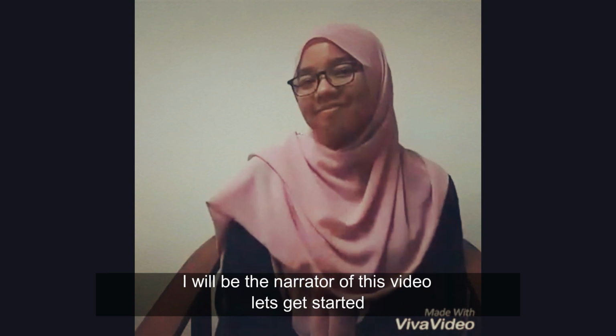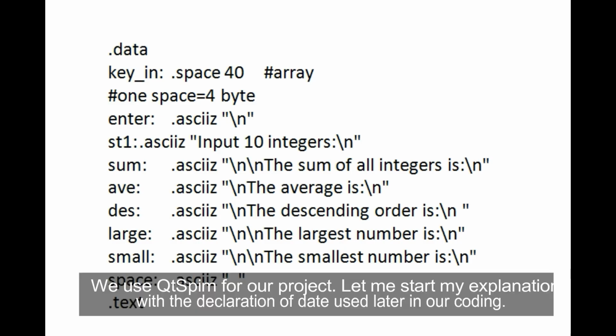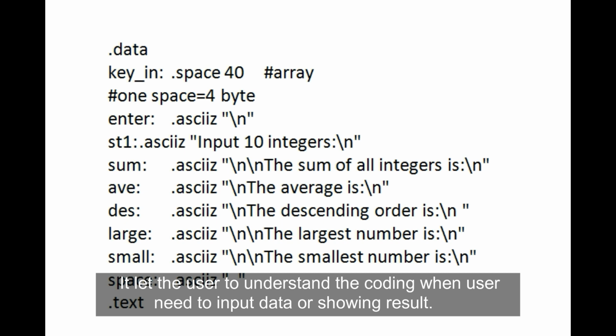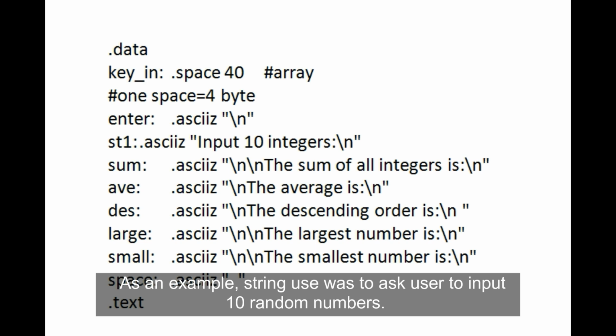Let's get started. We use PTSpring for our project. Let me start my explanation with the declaration of data used later in our coding. Word defined with means that it is a string in language C++, which also means a character or sentence. It lets the user understand the coding when the user needs to input data or show a result. As an example, the string was used to ask the user to input 10 random numbers.